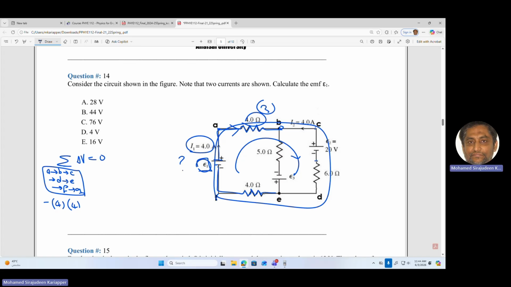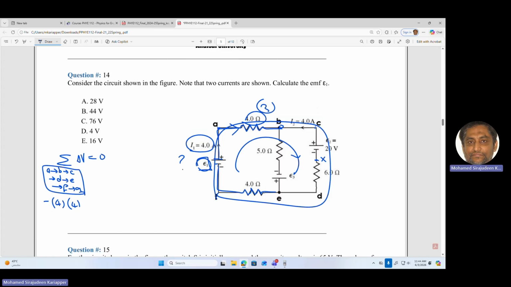Next, from B to C, there is nothing. C to, let me call it X, C to X, there is something. It's a potential 20, right? Yeah, it's 20. And you're going from the positive terminal of the battery to the negative terminal. The potential is decreasing, so negative 20. Then from X to B, we find a resistor.